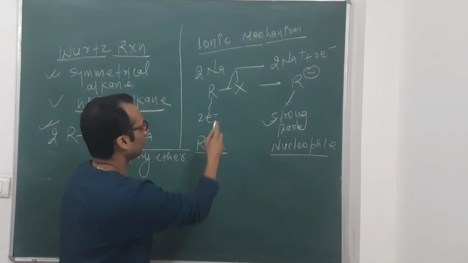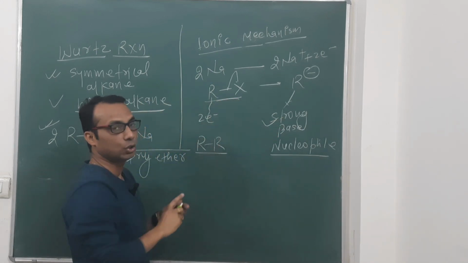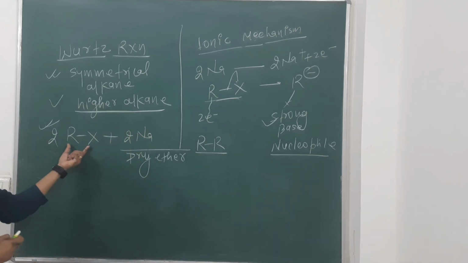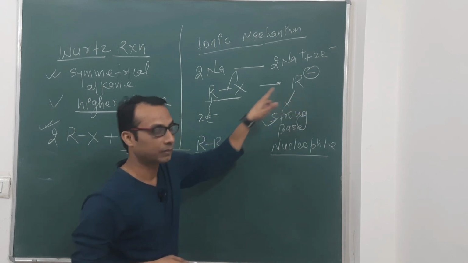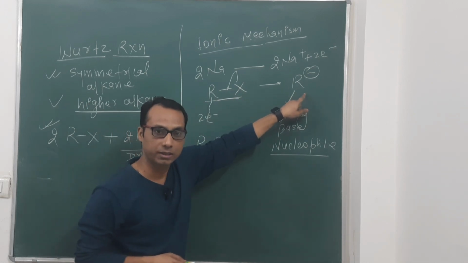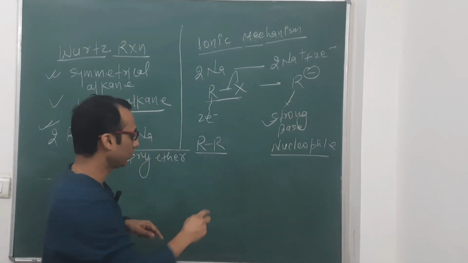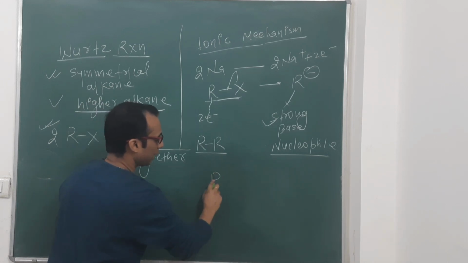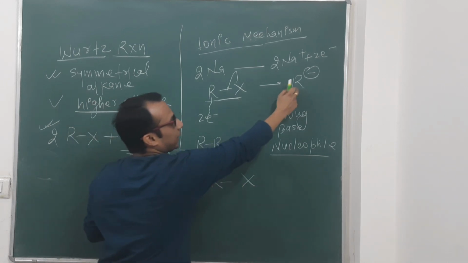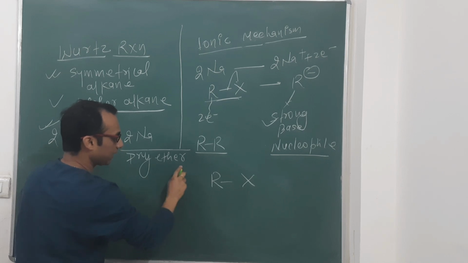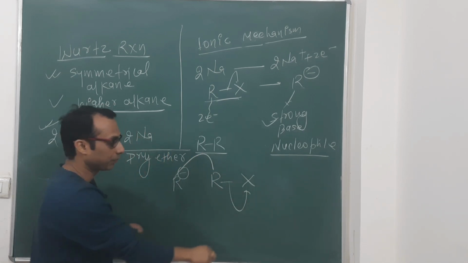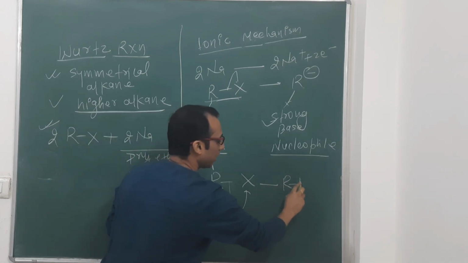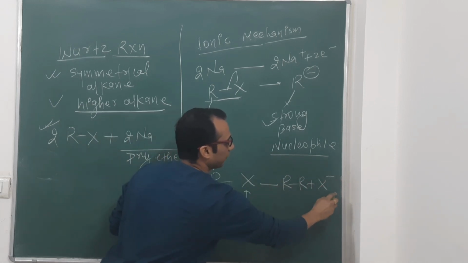Now we have taken 2 moles of alkyl halide. 1 mole is exhausted here, 1 mole is exhausted here. The second mole you have left, RX. You have the base, so that base will attack from the back side. The halogen will leave its position, and R plus X negative will form.